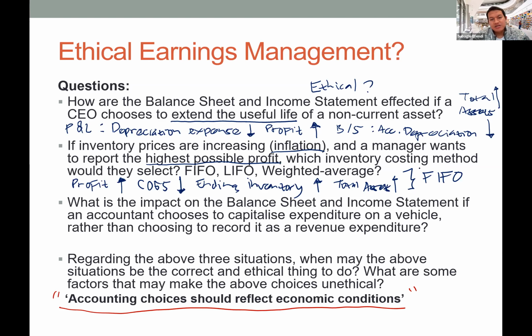Okay, so in contrast, if we have deflation in the economy, which is quite rare, but now we actually have deflation. If the price of the inventory is declining and the manager wants to report high profit, then the manager should choose LIFO. So in the case of inflation, the FIFO method is preferable because it allows the company to report higher profit, a lower cost of goods sold, higher ending inventory, which is also higher total asset in the balance sheet.